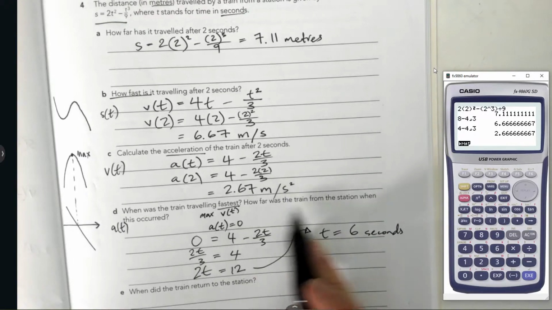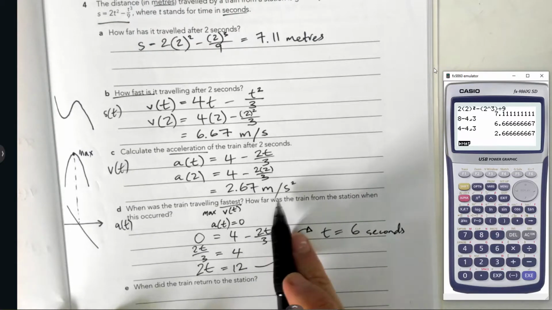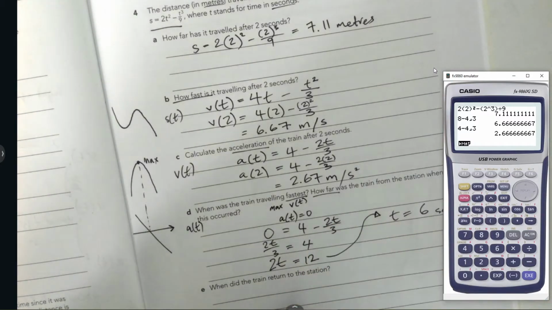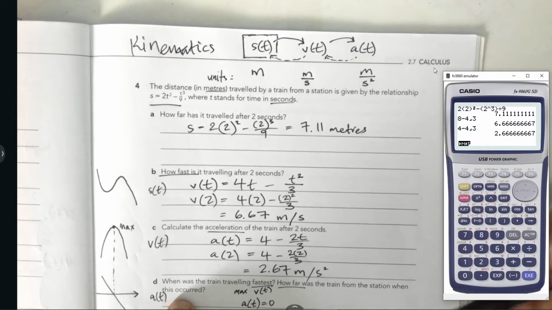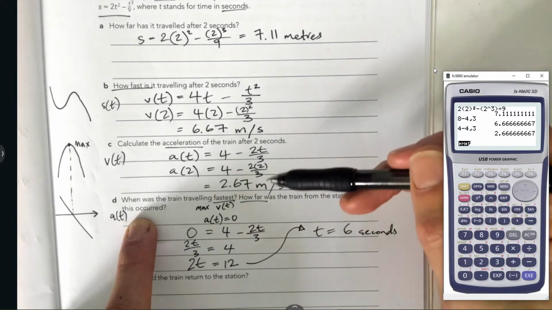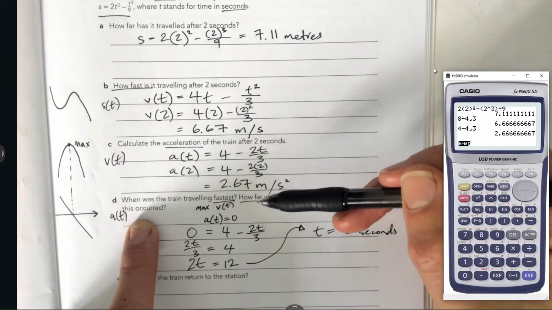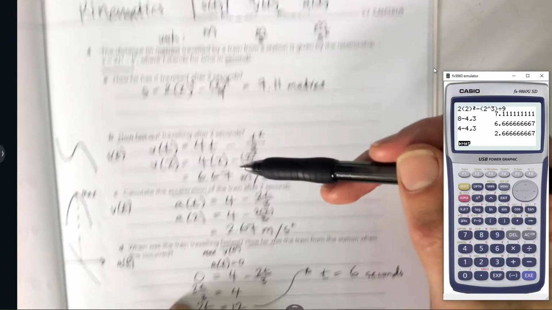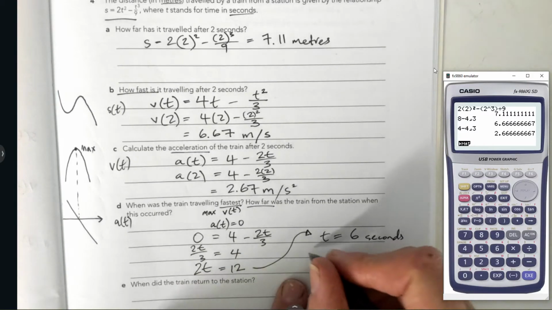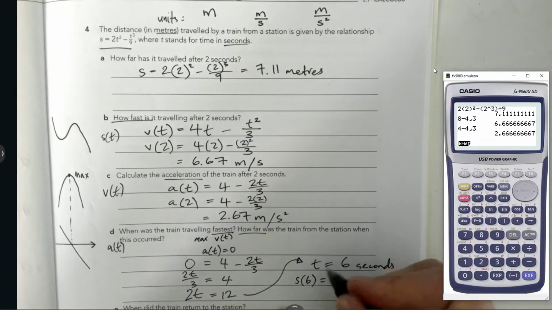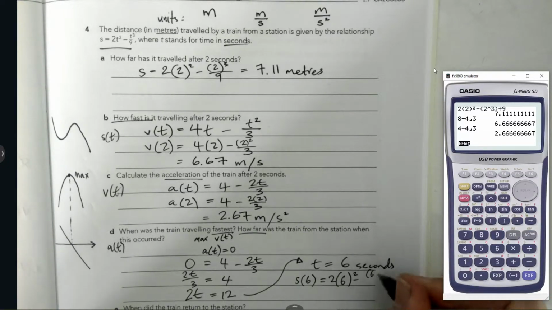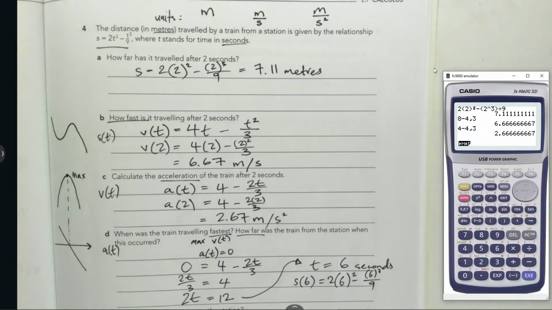When was the train traveling fastest? They added on another question here. How far was the train from the station when this occurred? Well, we now know it's when t equals 6. How far is a measure of distance? So we're going to have to use our s of t. We'll grab that from here and chuck 6 in. So we want to find s at 6 seconds equals 2 times 6 squared minus 6 to the power of 3 over 9. And we'll use a calculator for that.